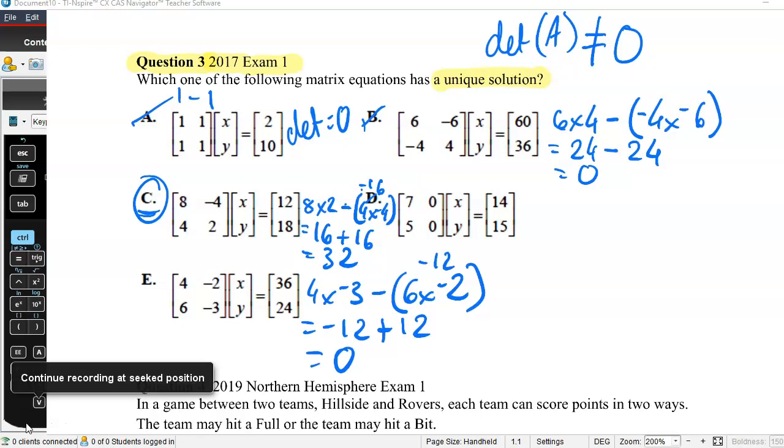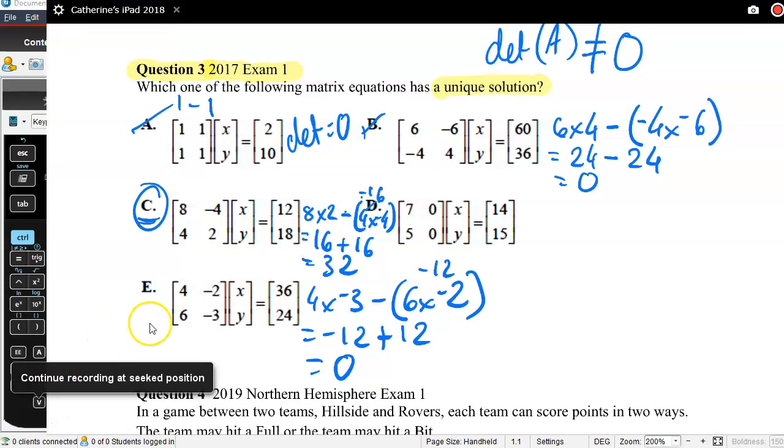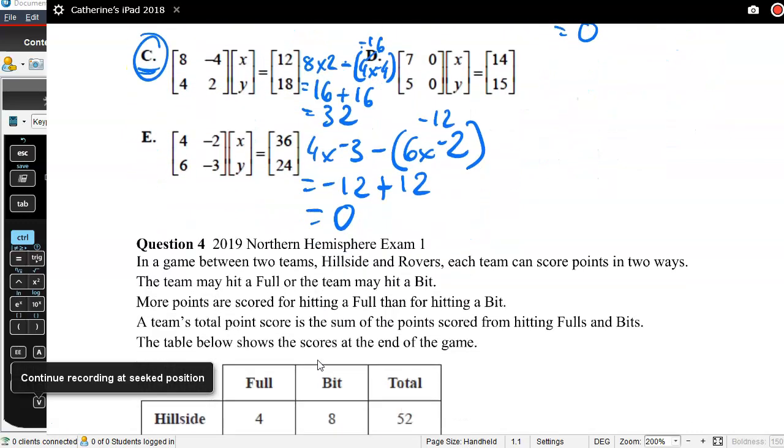63% of the state answered correctly, 14% answered A. Now, I would put that down to people getting confused and thinking they were looking for whether the determinant was equal to 0. And so A is the first one that you would check, and because it was equal to 0, they answered A. Okay, but we're looking for a unique solution, so we're looking for whether the determinant is not equal to 0. So we're looking for C.